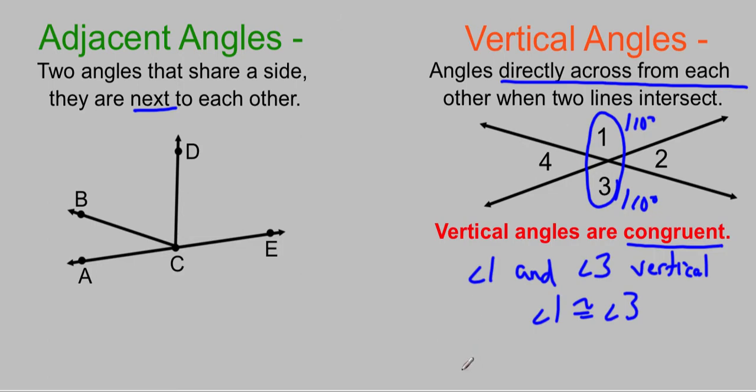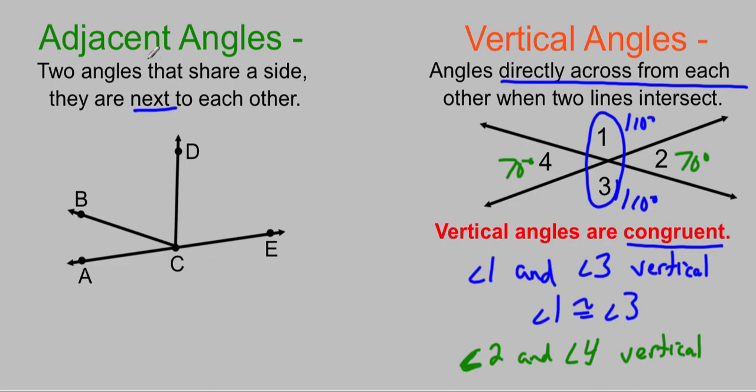Same goes with angle 2 and angle 4. Sorry, that was a really bad angle measure. These are vertical angles. They're directly across from each other. So we know that angle 2 and angle 4 are going to be congruent to each other as well. So look directly across the intersection there of those two lines, and that's where you're going to find your congruent angles. So maybe angle 2 was 70 degrees. That means we know that angle 4 is also going to be 70 degrees.